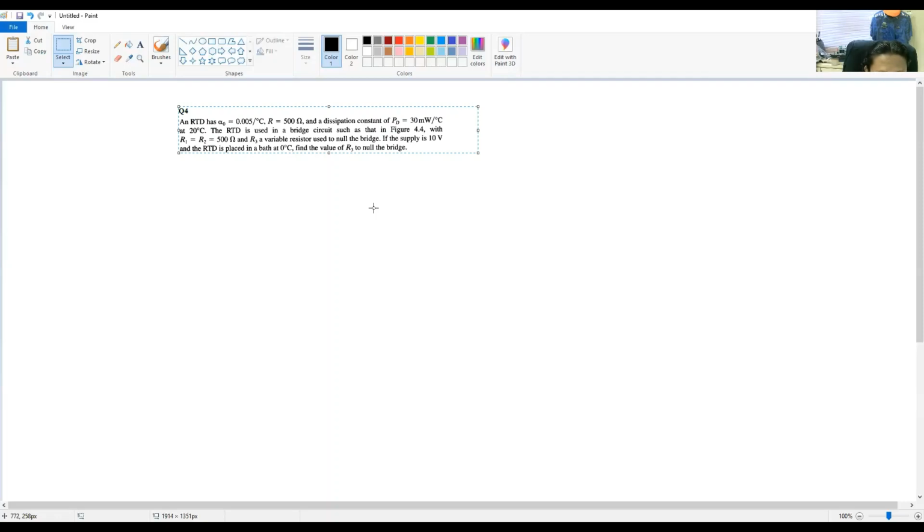So R equals 500, and 1 plus alpha is given as 0.005, from 0 to 20. So R equals 450 ohms. This is the resistance at 0 Celsius. Except for the effect of self-heating, we would expect the bridge to null with RT equal to 450 ohms also. So let's see what self-heating does to this problem.